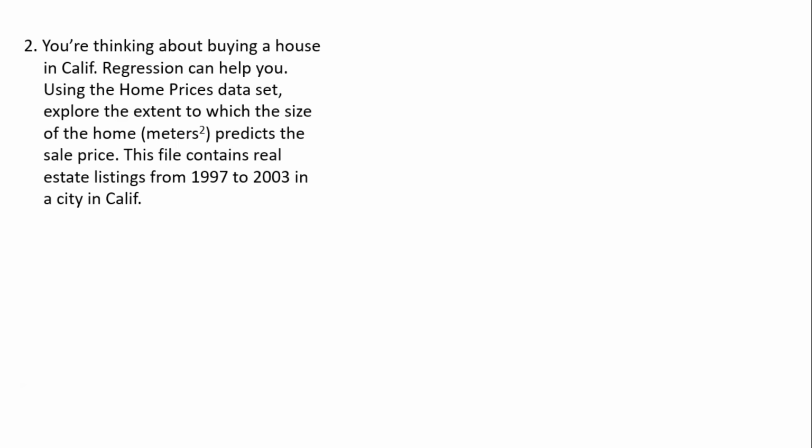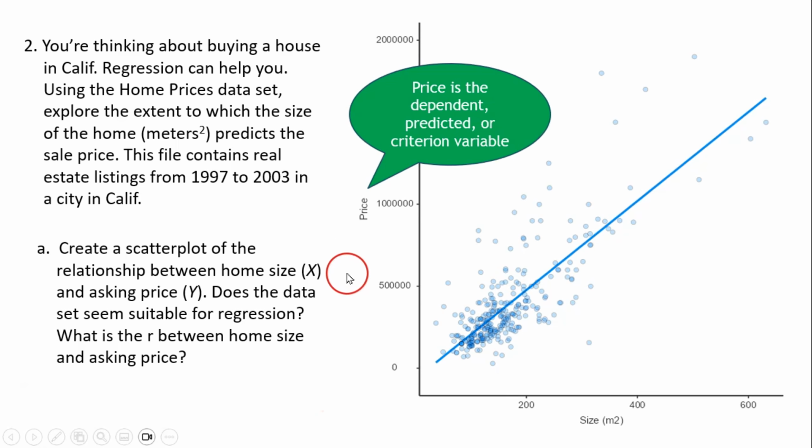So here is the scatter plot of that. If you look over here on the right, you can see that we have price on the y-axis, and price is the dependent, predicted, or criterion variable. And size, down on the x-axis, the size of the house, is the independent or predictor variable.